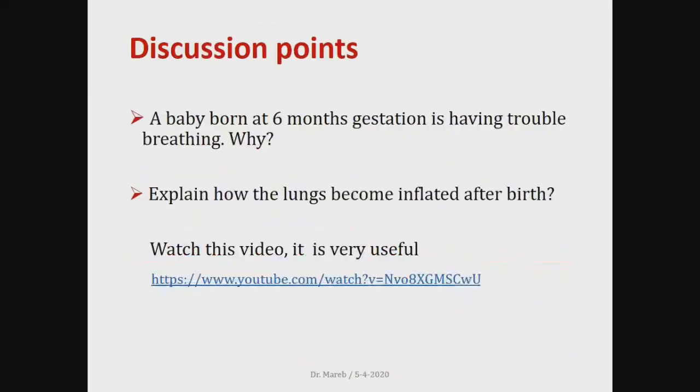At the end of the lecture, I want to discuss these two points with you, and I hope that students might answer in 2 to 3 lines for every question. For example, the first: a baby born at 6 months gestation is having trouble breathing. Why? You will find this in your notes in the table of maturation of the lung.